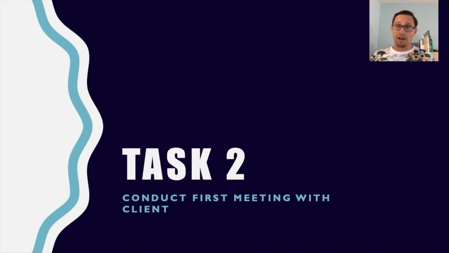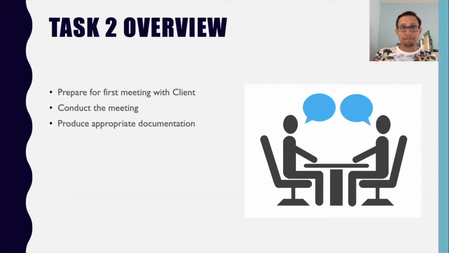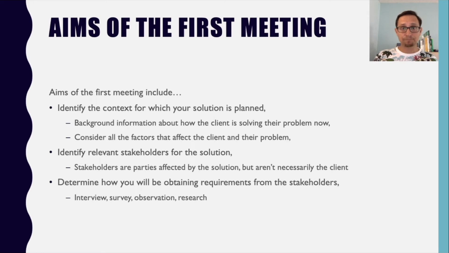Okay, once you've gotten approved, it's time to move on to task 2, conducting the first meeting with your client. So task 2 isn't as simple as task 1. What you'll need to do is you're going to have like 3 parts to this task. One is preparing for the meeting with your client, then conducting the meeting with your client, and then after the meeting producing a certain amount of documentation which you will turn in to your supervisor as evidence of completing task 2.